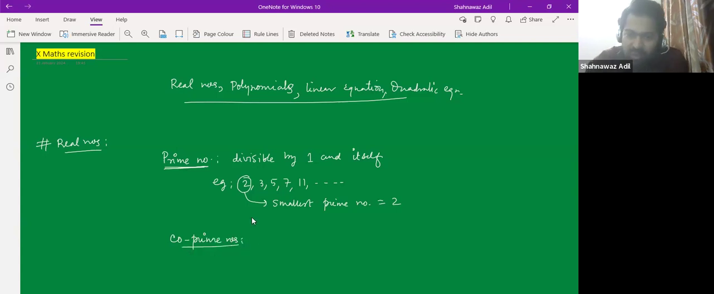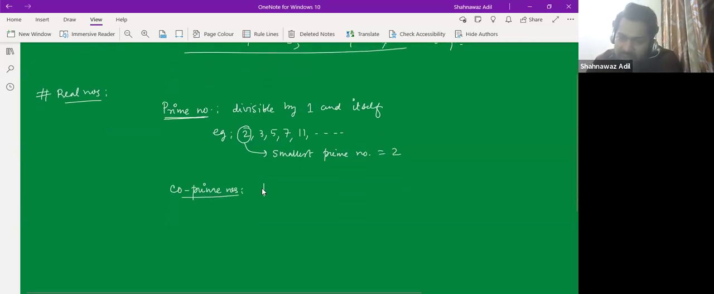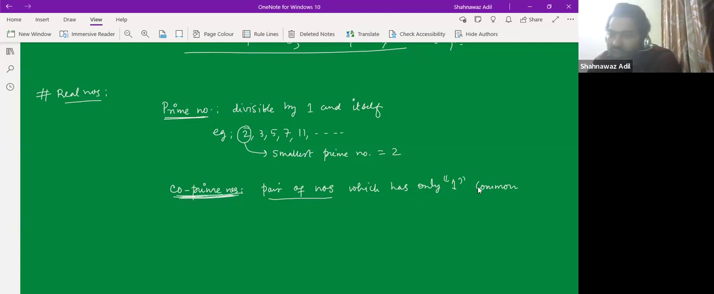So co-prime numbers are a pair of numbers which have only one as the common factor. So this definition is very important in the irrational numbers. So that is why this is very important, right? So let's say we have 6 and 5. Are they co-prime?